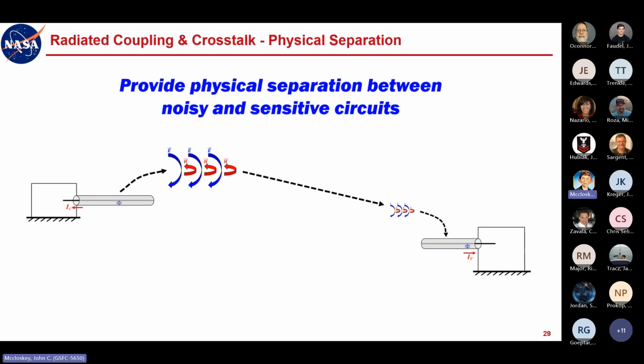One of the basic things you can do to minimize radiated coupling and crosstalk is just physically separate your noisy and sensitive circuits, right? The coupling will drop off with distance. That's one of the most basic things you can do: keep your noisy stuff and your sensitive stuff separated. It may not get rid of all your problems, but it's certainly a big step in the right direction.